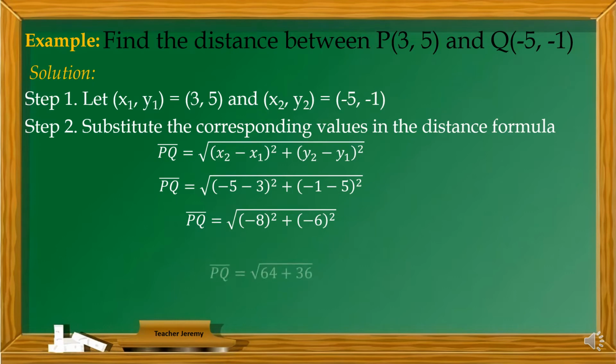And then simplify further your answer. Negative 8 squared is 64. Negative 6 squared is 36. That's why we have 64 plus 36. And then you can add them. 64 plus 36 is 100. And after that, for the last part, you are going to get the square root of 100, which is positive 10. Meaning to say, class, the distance between point P and point Q is 10 or 10 units.